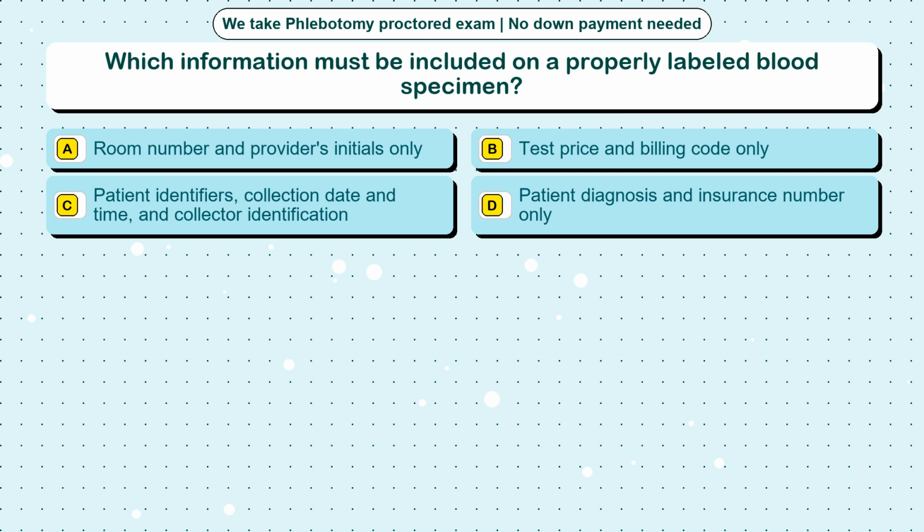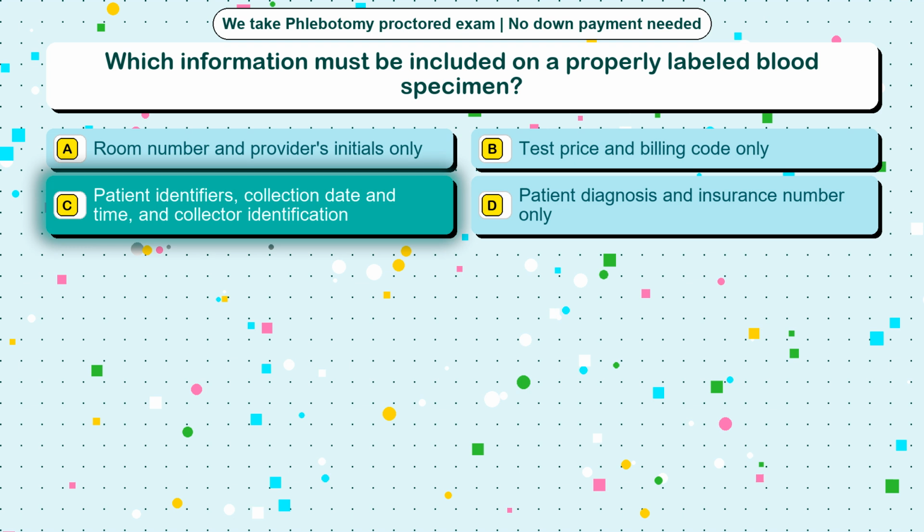Question 7. Which information must be included on a properly labeled blood specimen? Option A. Room number and provider's initials only. Option B. Test price and billing code only. Option C. Patient identifiers, collection date and time, and collector identification. Option D. Patient diagnosis and insurance number only.